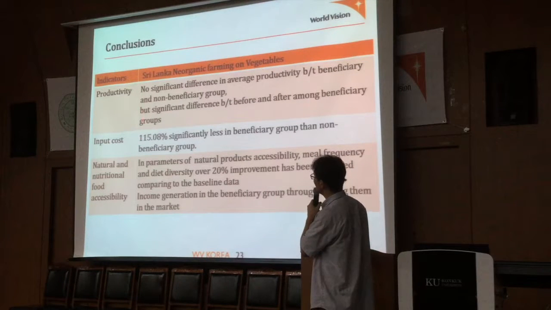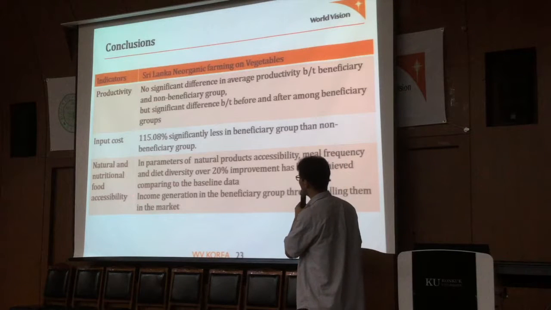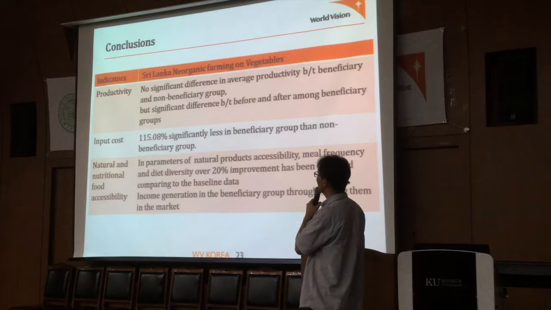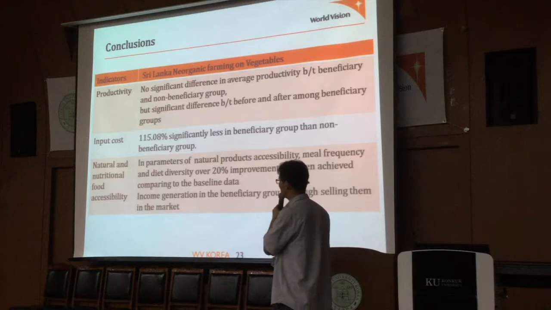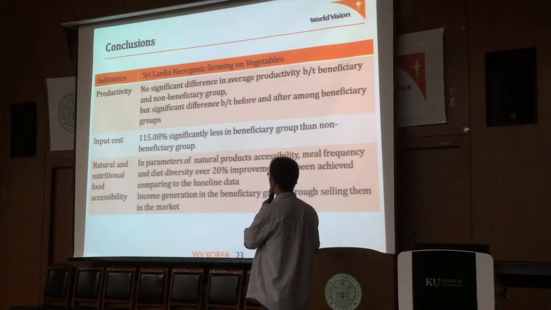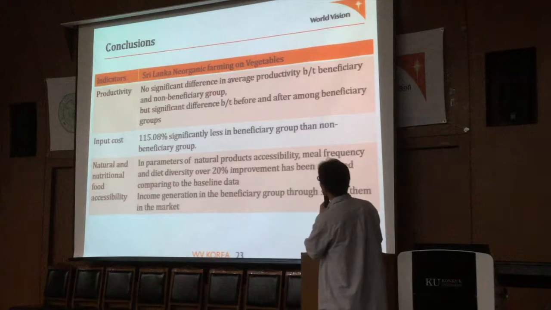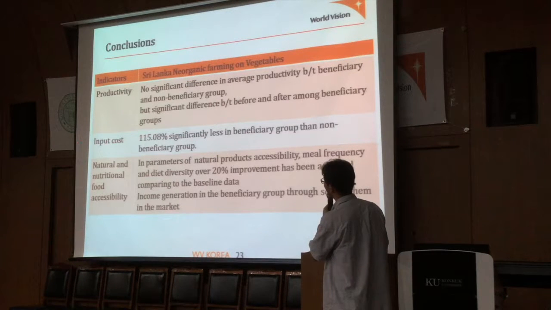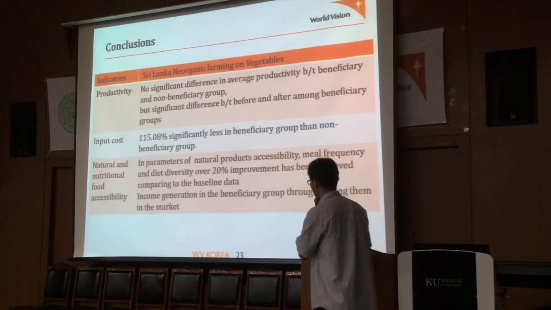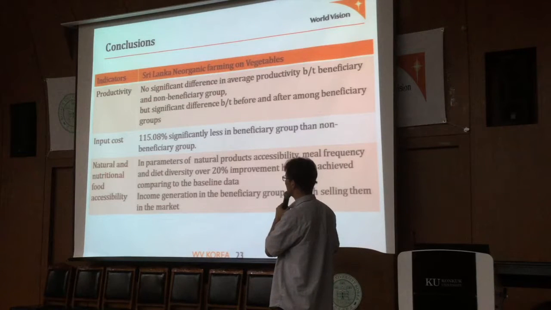The conclusions: productivity, input cost, and natural and nutritional food accessibility. The productivity, statistically, in the Sri Lanka case, there are no differences in average productivity between beneficiary and non-beneficiary. But it's not caused by the natural or conventional product, because they are influenced by other parameters, environmental factors. But there are significant differences between the before and after beneficiary groups. And the input cost also has a significant difference. And for natural and nutritional food accessibility, over 20% improvement has been achieved compared to the baseline data. So through this project, natural and nutritional food accessibility improved.